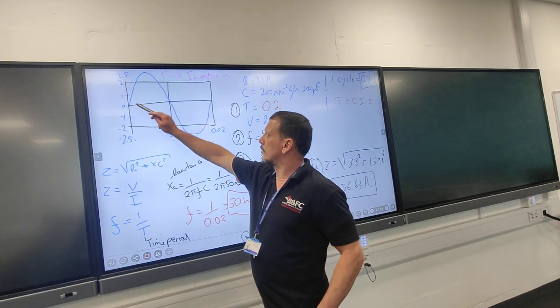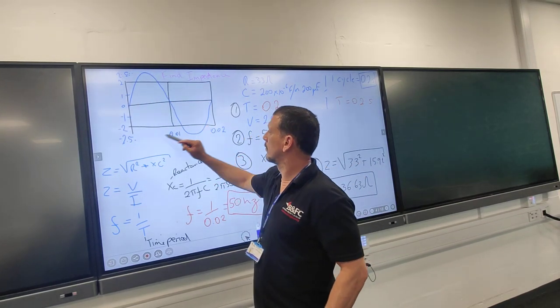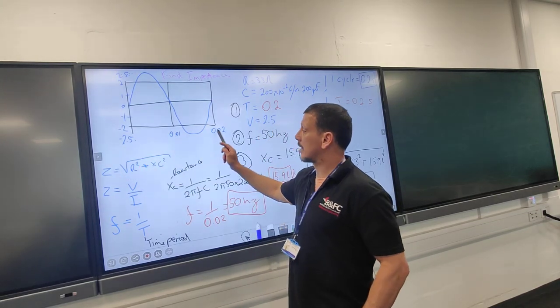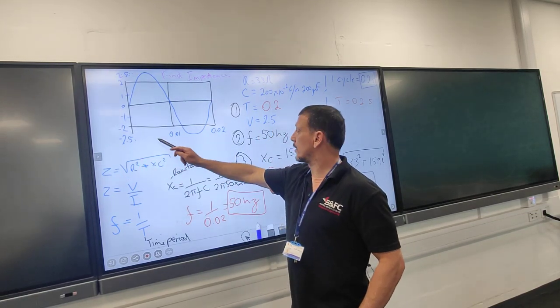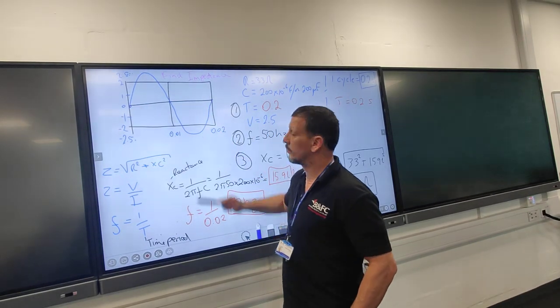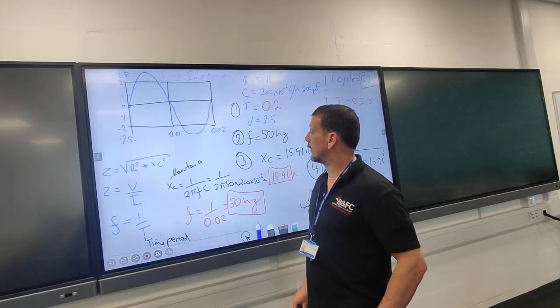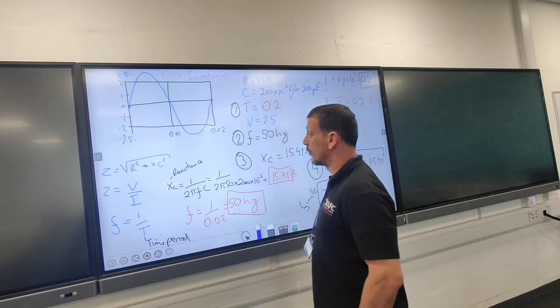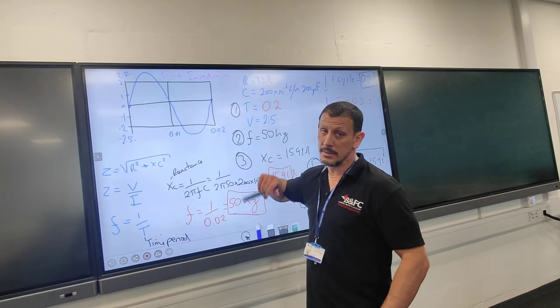And this graph gives us the peak voltages, and it also gives us a time, the duty cycle of the time of this wave from beginning to end, which is the cycle. And we are to work out the frequency, and we also are to work out the impedance.